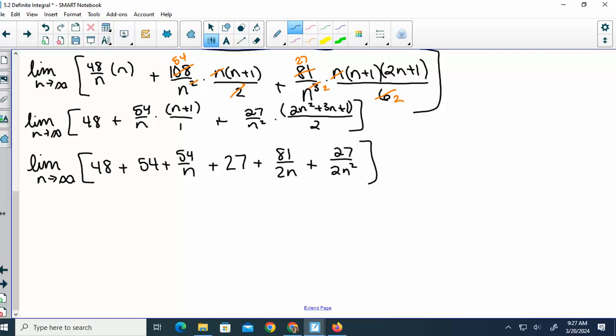Did I lose anybody on that step? I kind of did combine a couple things there. So I was multiplying out and I did reduce my fractions at the same time. Now what? If I plug in my infinity, the coefficients stay. Anything with an n on the bottom is going to 0. So I have 48 plus 54 plus 27. So 129.